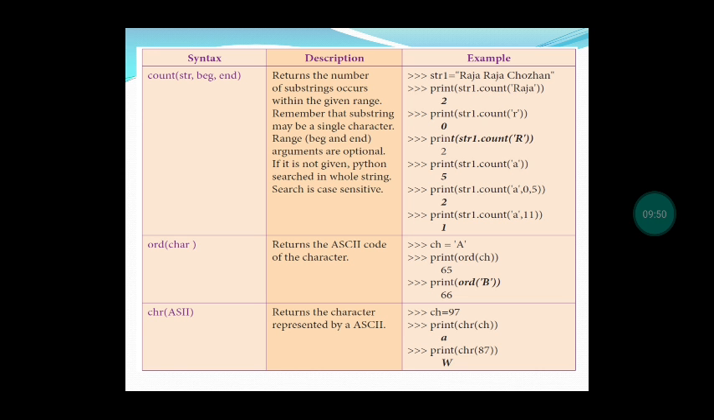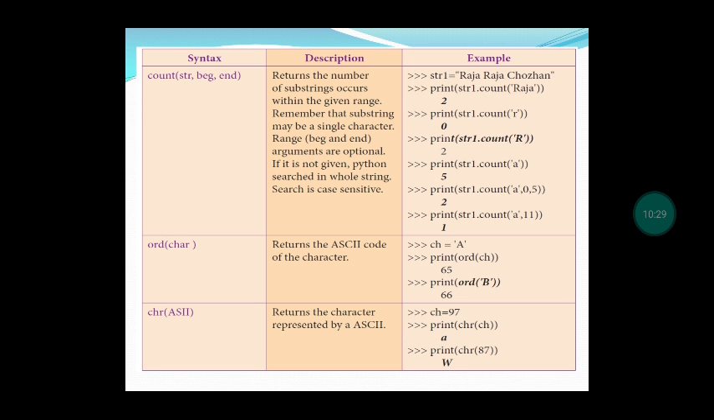And next one, print of str1 dot count of small a, that is how many small a are found in the string, it has identified. 5 small a is there, so it returns the output 5. Next one, str1 dot count of small a, comma 0, comma 5. What is meant by 0 and 5? That is beginning and ending. From 0 position to 5th position, how many small a is there? Like that we are going to identify. In between 0 and 5, only 2 a is there. So it is printing 2.